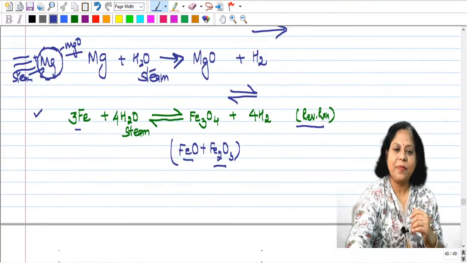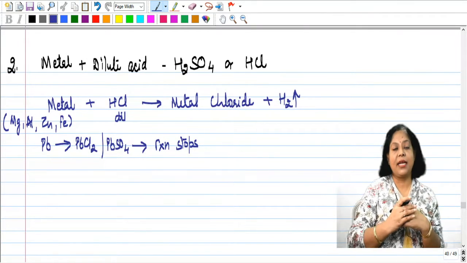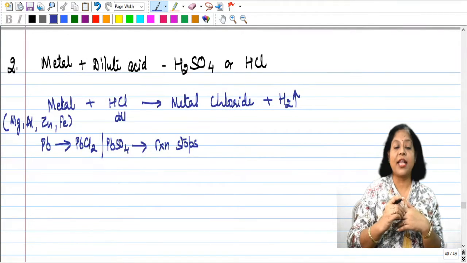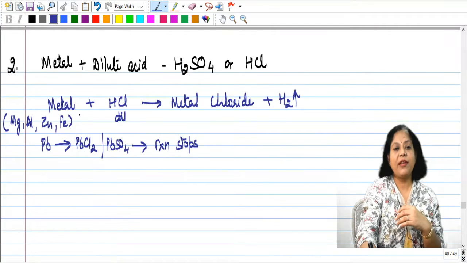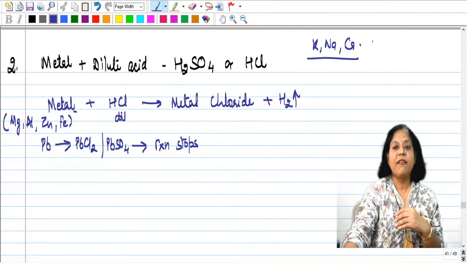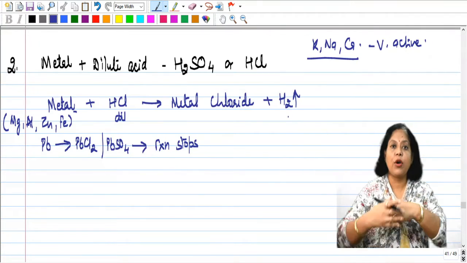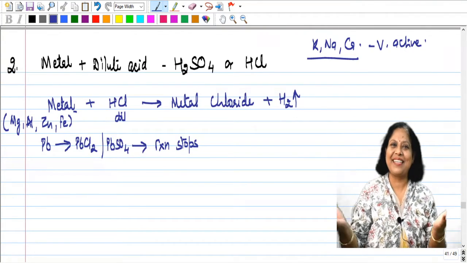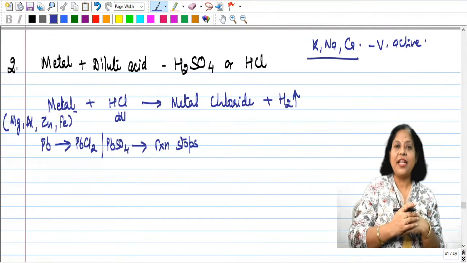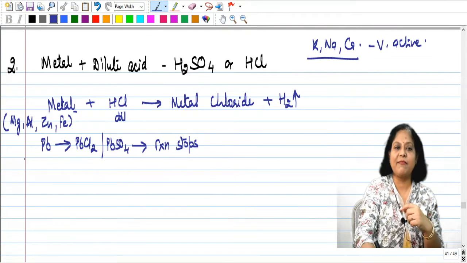Okay. Now next is when we take metal and combine this with dilute acid. Now we do not take potassium, sodium, calcium. Why? Because these are very active metals. So we don't want any explosion taking place in the test tube. So we take medium active metals. And what are these medium active metals?